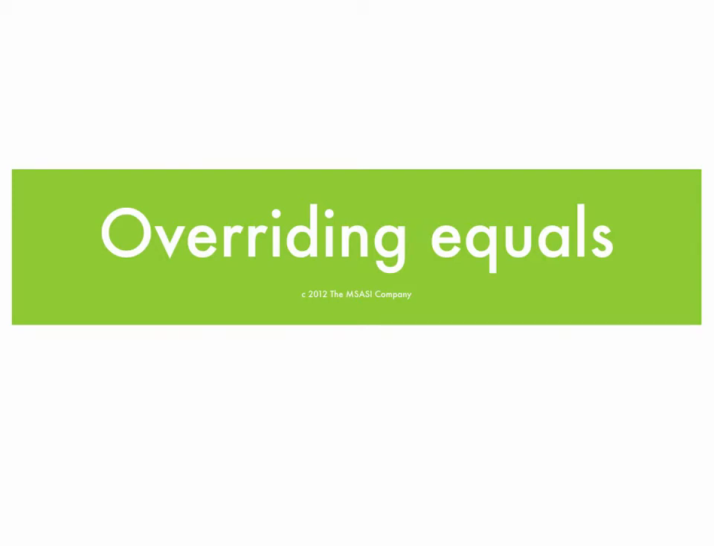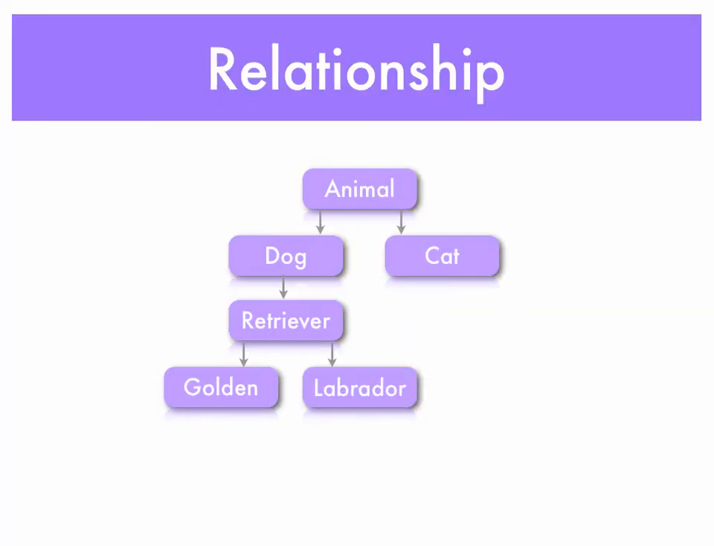Hello, this is Professor Brown-Cedarberg, and I'd like to look at overriding an equals method in a child class. Let's assume that we have these classes. We have the class Animal. It has two children, Dog and Cat. Dog has a child Retriever. Retriever has two children, Golden and Labrador. We're going to be working with the classes Animal and Dog.